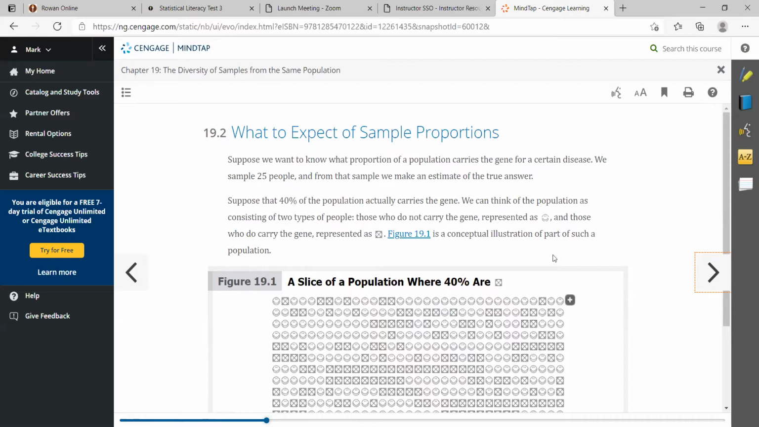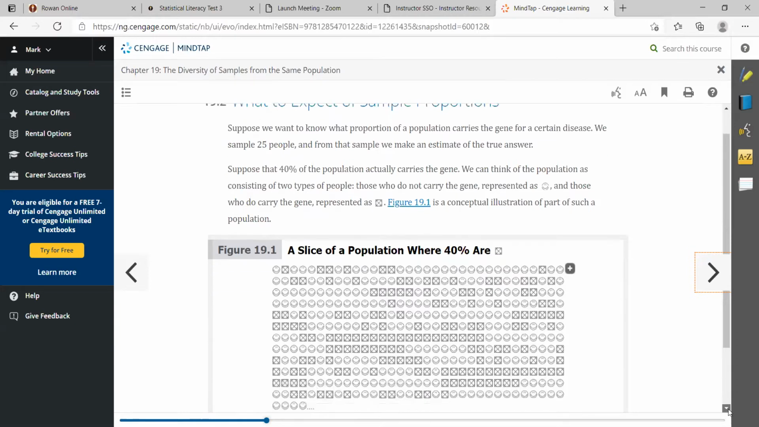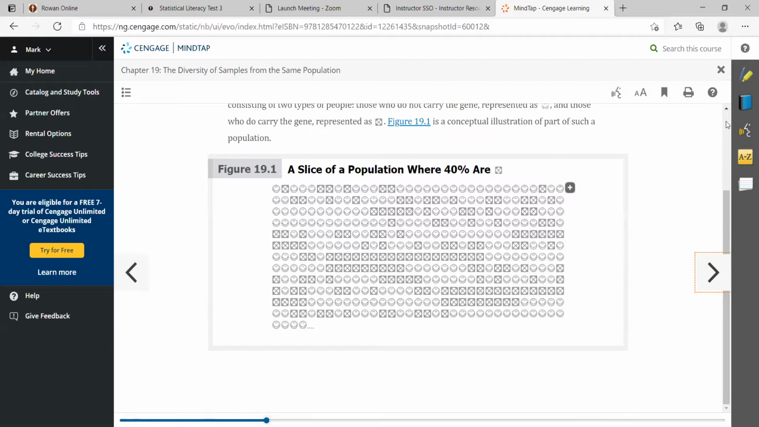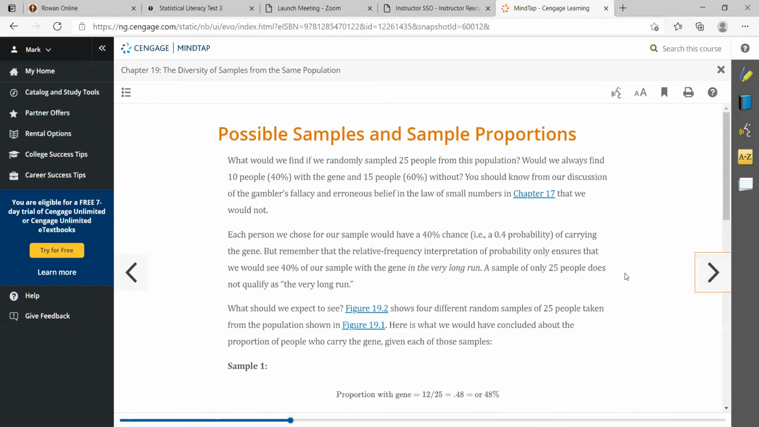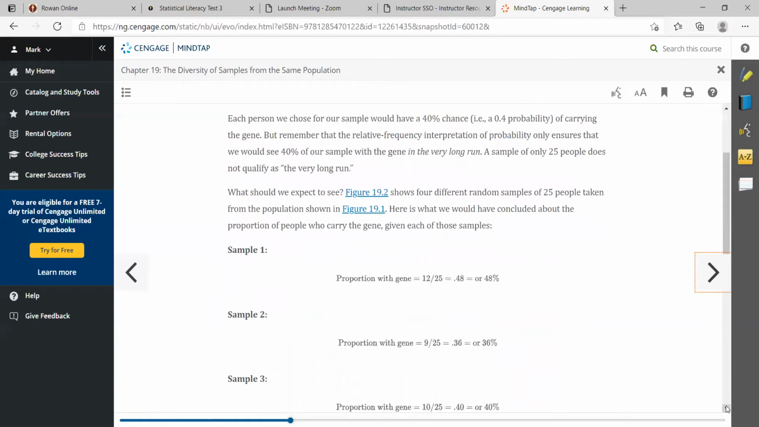So I hope by now that you know what a proportion is, because that's really important to be able to know that. Otherwise it's going to be very hard to make interpretations about proportions if you don't know what a proportion is. All right, any questions about proportions and what they mean?